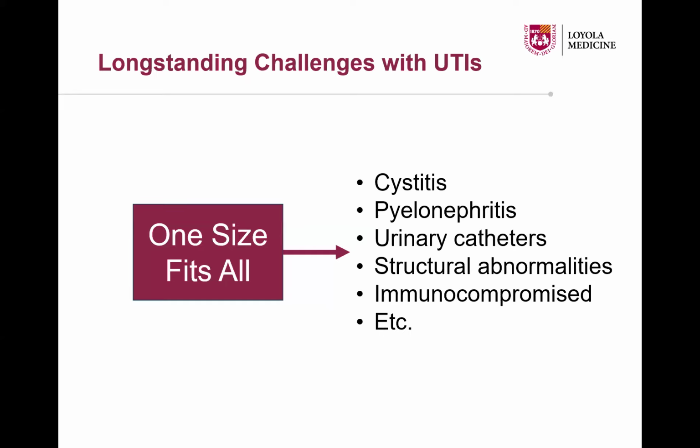So I think there's a lot of longstanding challenges with UTIs, and this is really reflected in any disease state, but UTIs in particular, it's not a one-size-fits-all approach, and there's a wide spectrum of disease that falls within this. And there's different risk stratification that goes into patients with UTI. And so, of course, we're going to have anatomically cystitis versus pyelonephritis. We're going to have patients with urinary catheters, structural abnormalities, immunocompromised. That's my bread and butter right there. And so, again, one size fits all, not really.